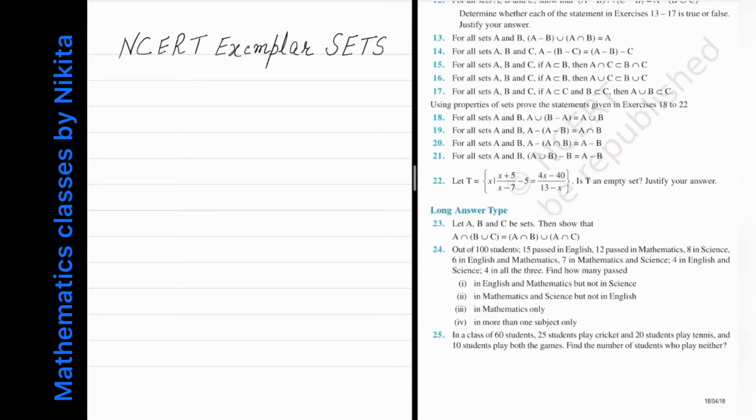So we were solving the exemplar which is based on chapter 1, that is sets, and if you remember in the last two videos I have covered till question number 17. So let's start with question number 18 now.